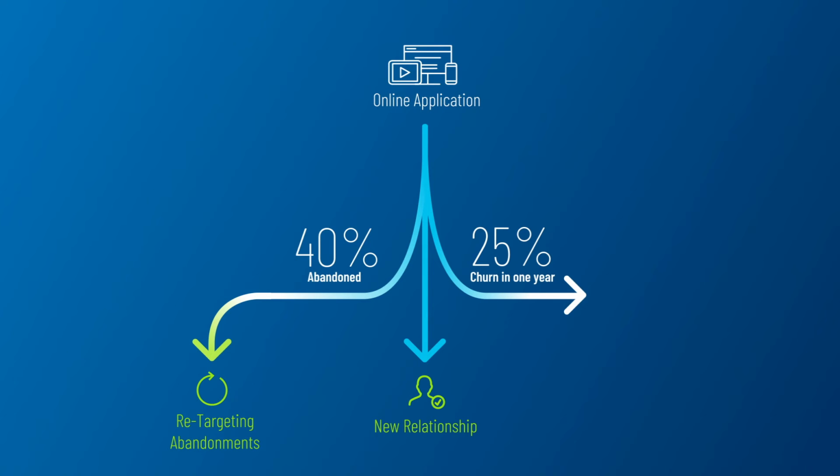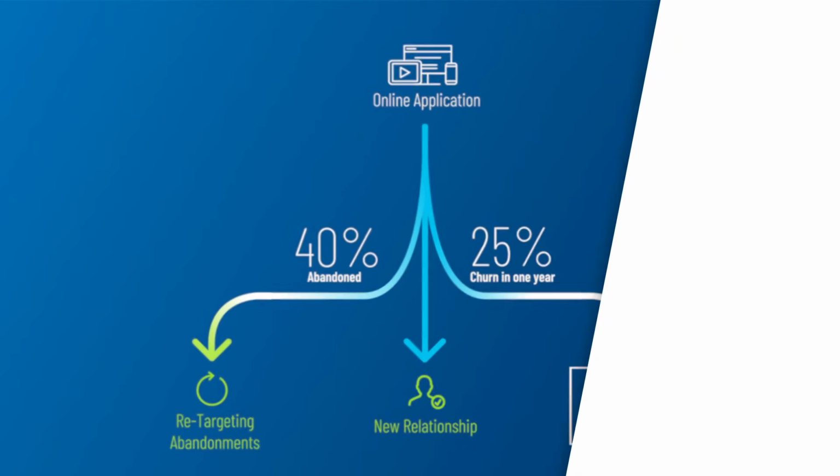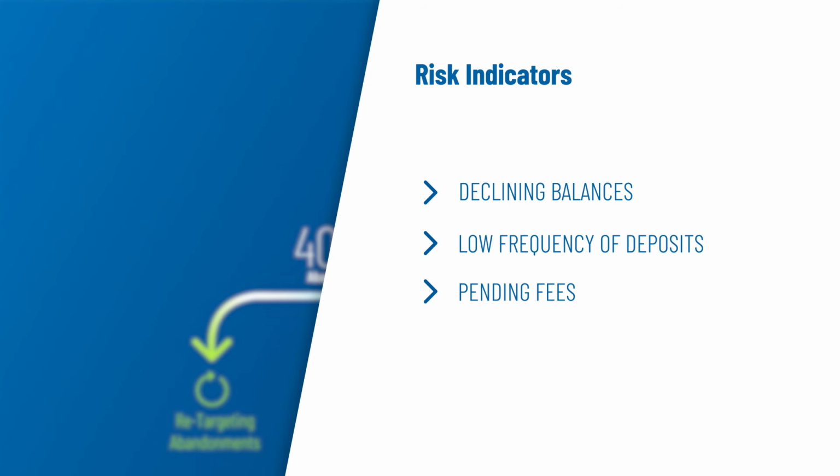Many of the 25% or more of new accounts that churn during the first year show signs of risk before they're closed. Bottomline's Digital Banking IQ constantly tracks and analyzes new account risk indicators, including declining balances, low frequency of deposits, and the pending application of fees that may surprise new customers.